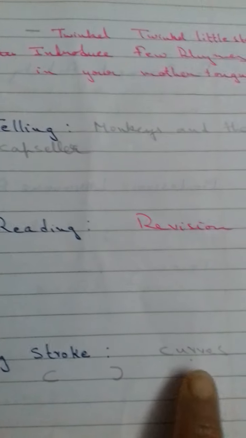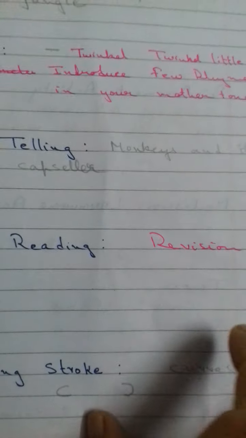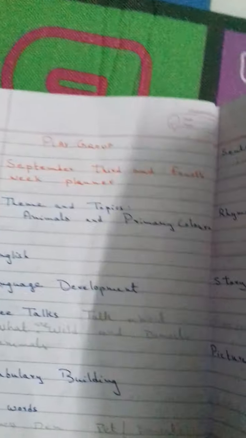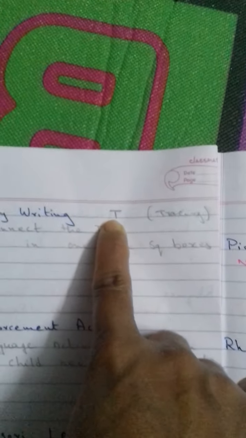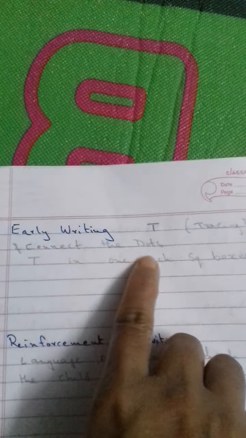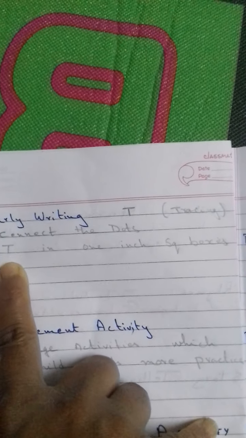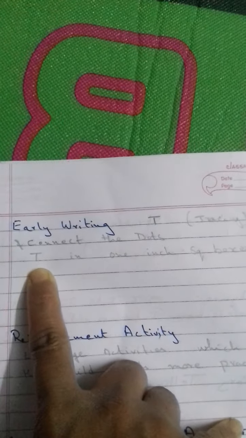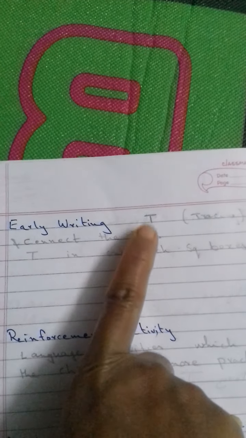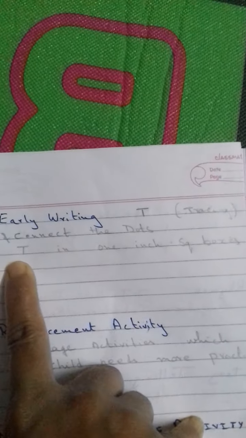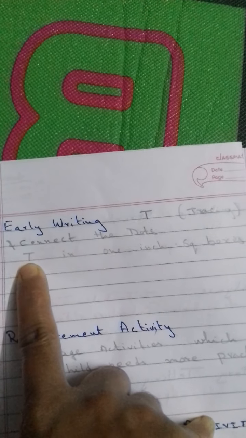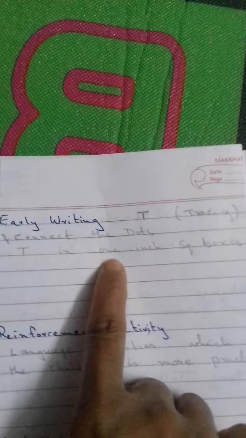Pre-writing stroke, you can give curves. Then in early writing, it is tracing of T, and you have to connect the dots and trace over T. In case the child has mastered both these activities, you can go with the next one, that is the child must write T in a 1 inch square.